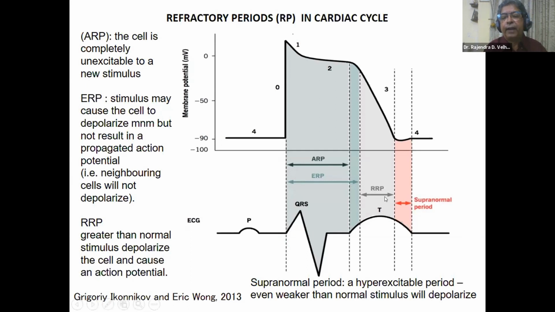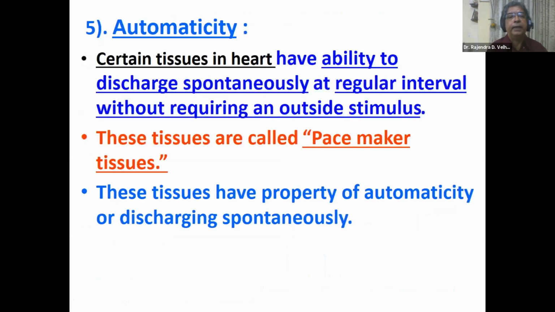Now this is the relative refractory period. During the relative refractory period, the muscle cell can respond if the magnitude of the stimulating impulse is greater, and then the cell can undergo stimulation or depolarization. But when it reaches the baseline, or phase 4, you can find this is a supranormal period in which the cell is hyperexcitable and can be stimulated even with a stimulus of smaller magnitude. So this is the refractory period.